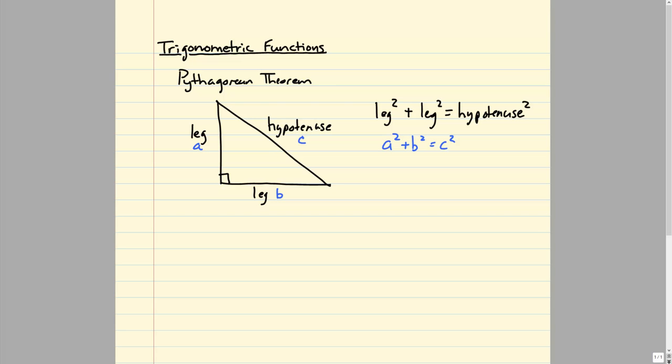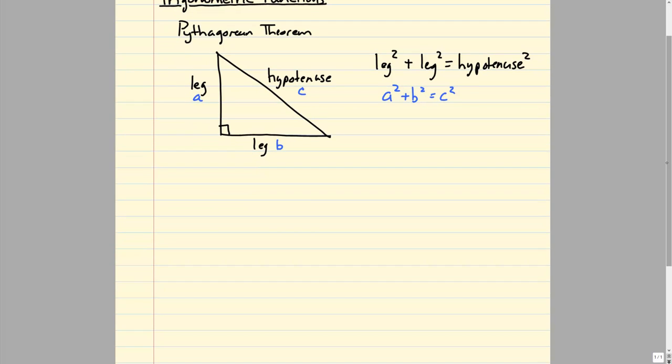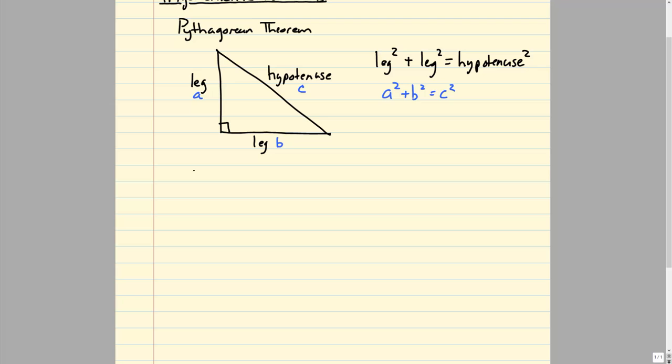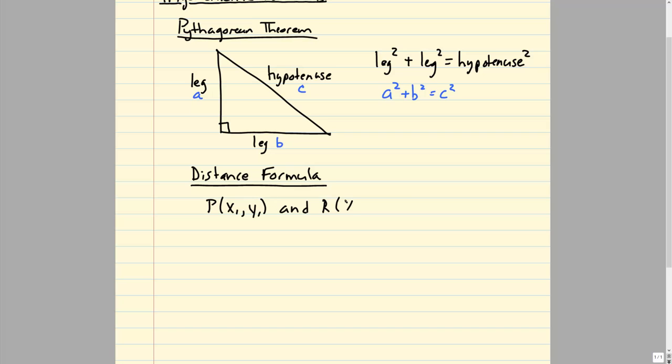Now, along with the Pythagorean theorem, we also need to recall the distance formula. So let's look at the distance formula. Now, this is basically talking about the distance between 2 points, and in this particular case, we'll say the distance between 2 points P and R. So the coordinates for point P are x1, y1, and the coordinates for R would be x2 and y2.